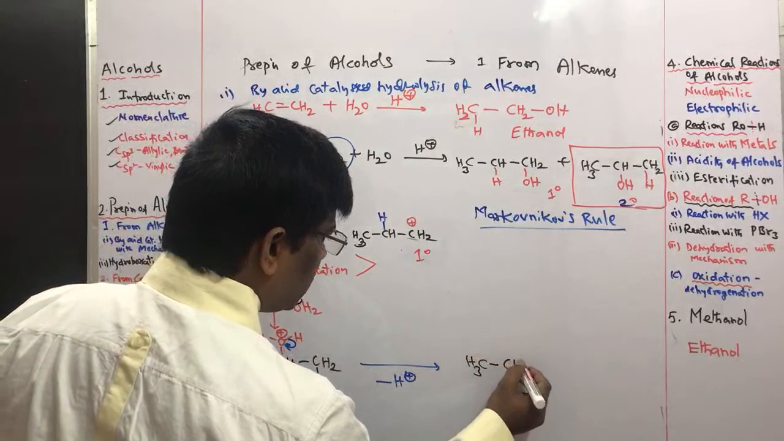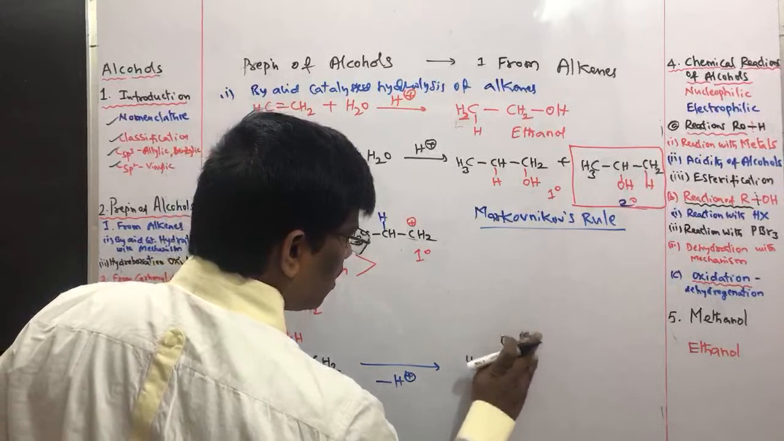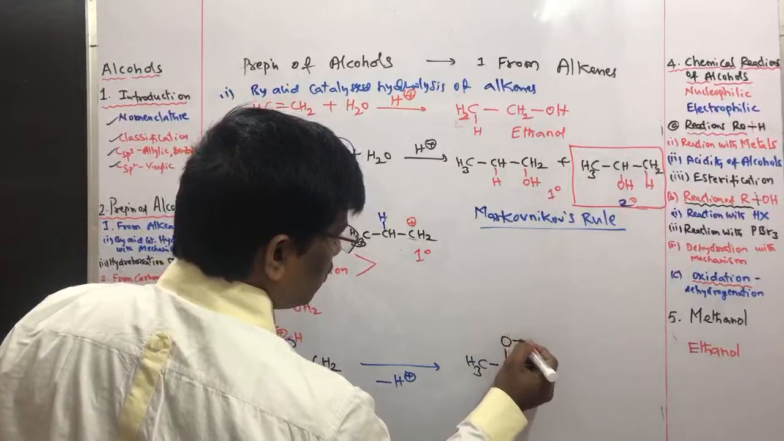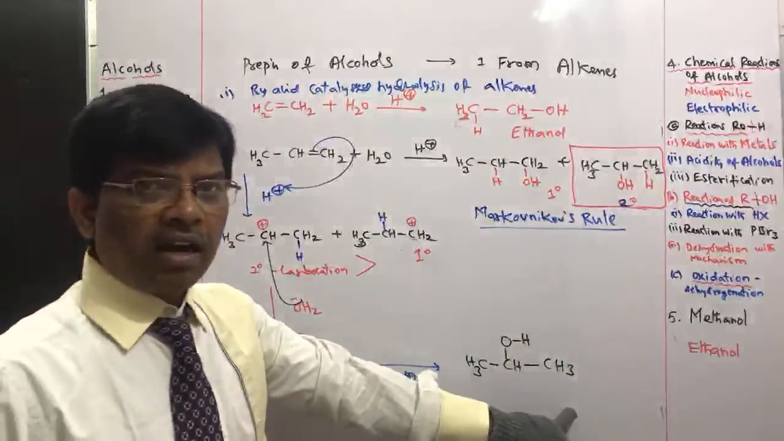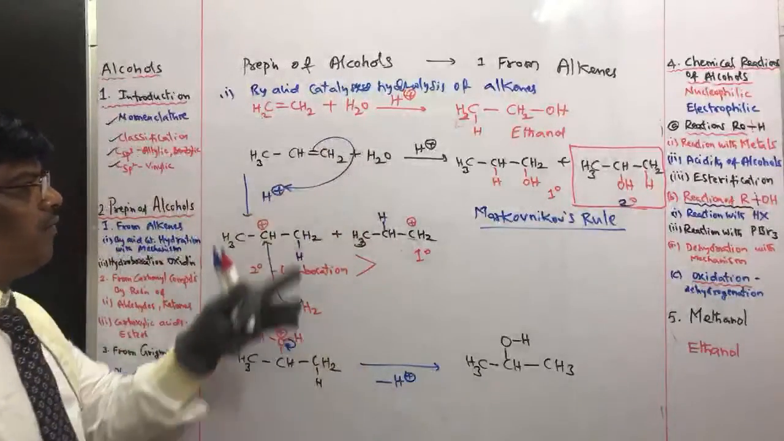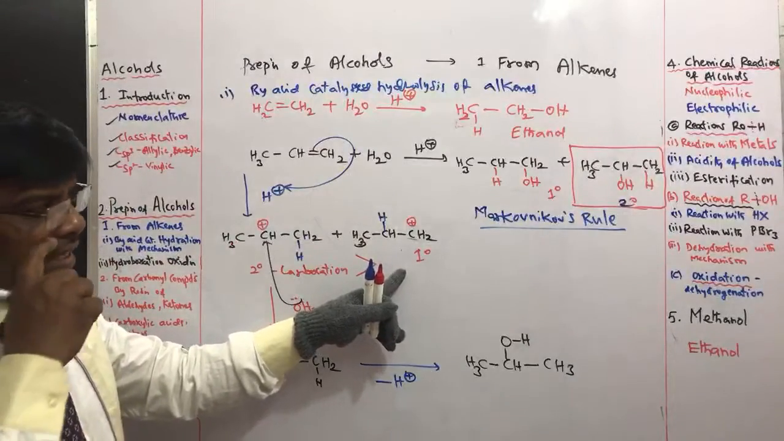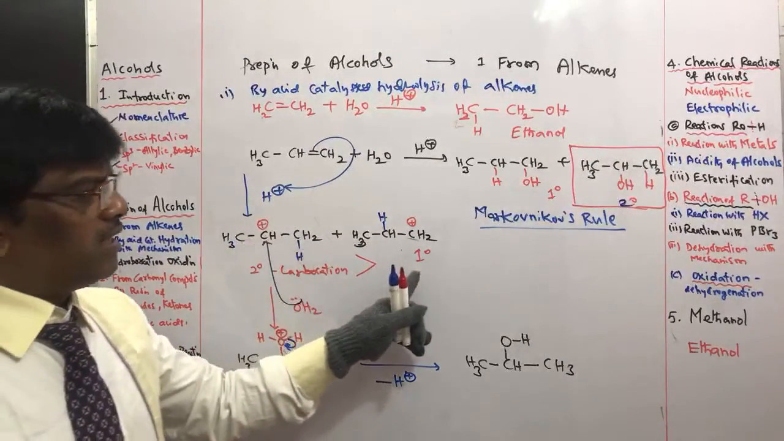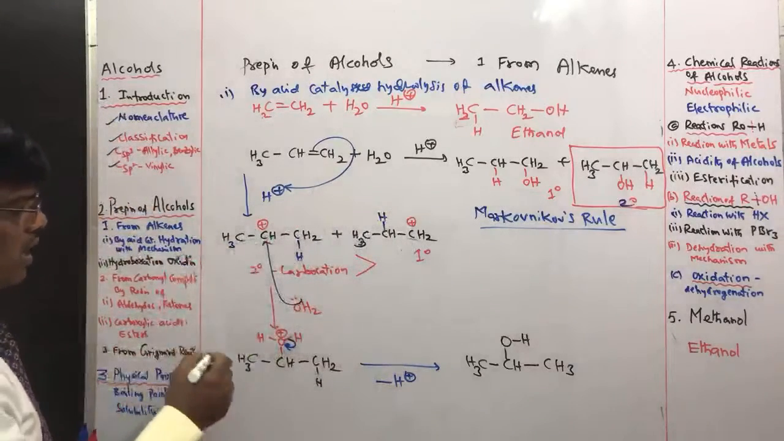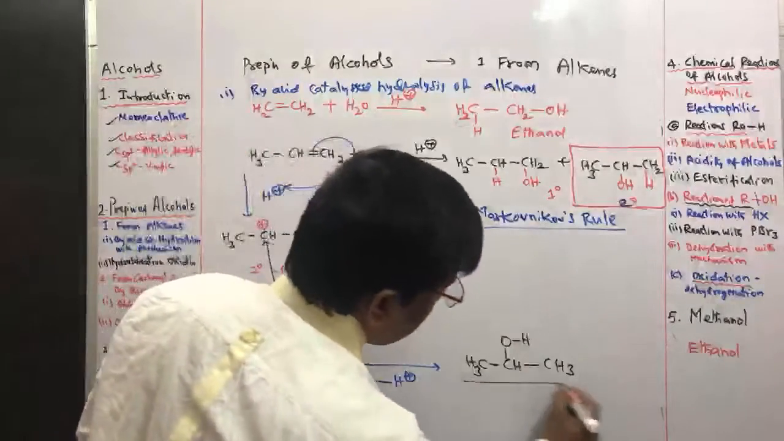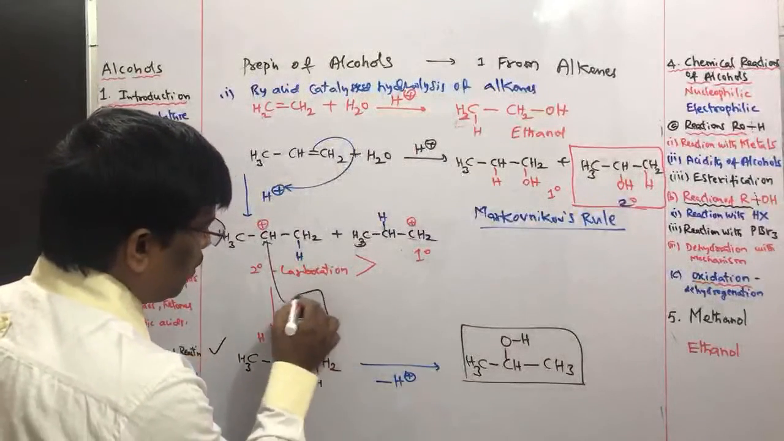What is the alcohol we are going to get? This is secondary alcohol, nothing but isopropyl alcohol. The mechanism is very simple. The first step is addition of proton, and in this case you can expect two types of carbocations, the secondary carbocation and the primary carbocation. The secondary carbocation is more stable, so in this step we are going to get this secondary alcohol. And as per Markovnikov's rule, this is the nucleophile.